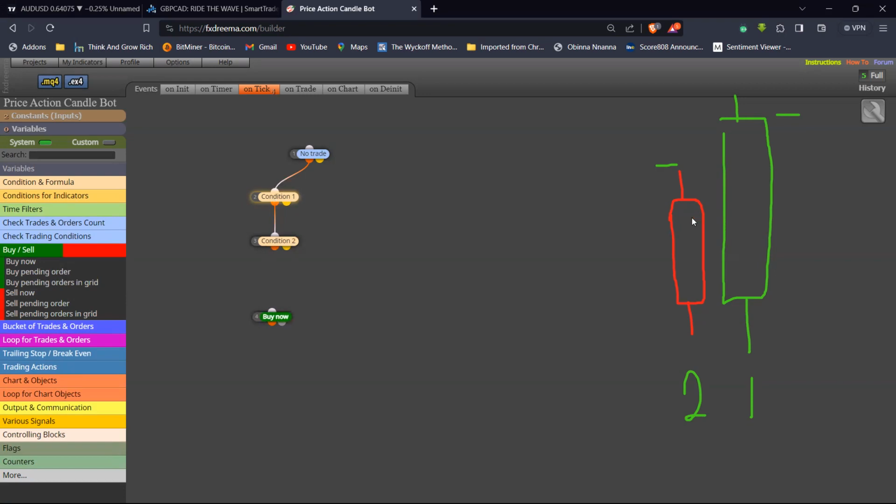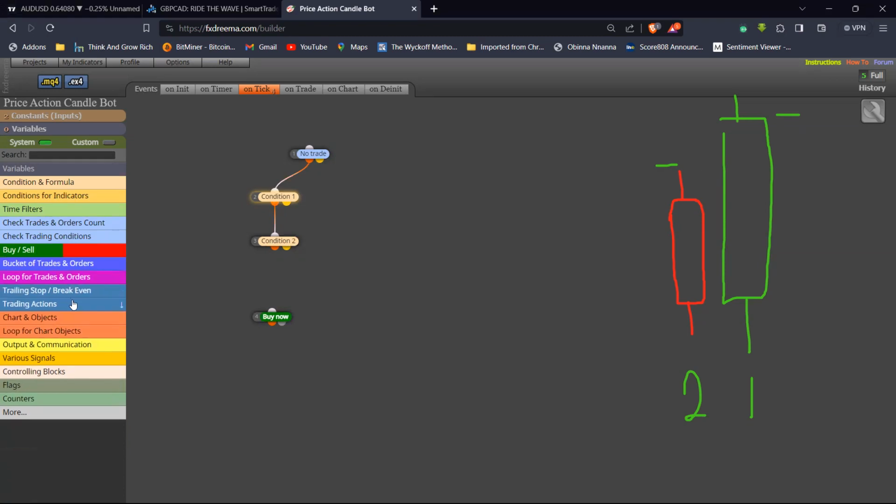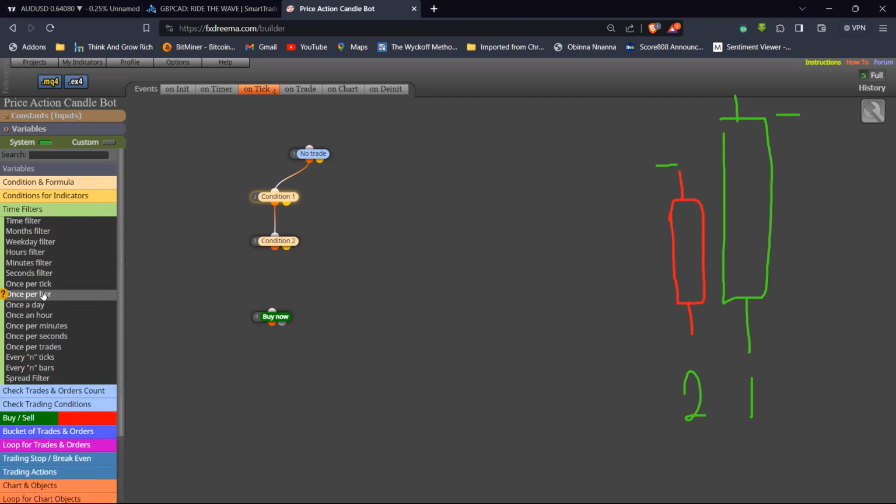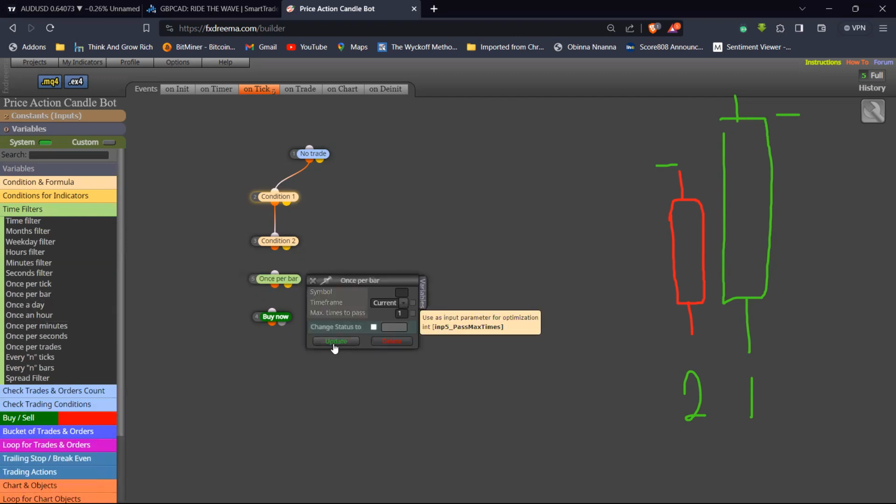However, before we buy, because we want it to only take one trade per signal, what we're going to do here is, on that time filter, say once per bar. This way it will only pick one trade once the condition is met, for each candle that the condition is met, not multiple trades. And then we'll just connect this to this and then connect this to the buy.